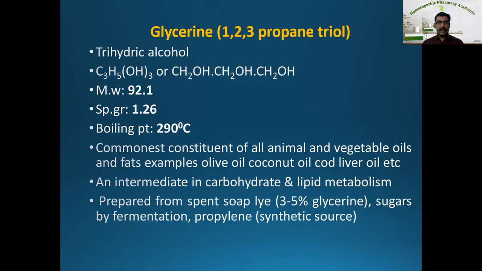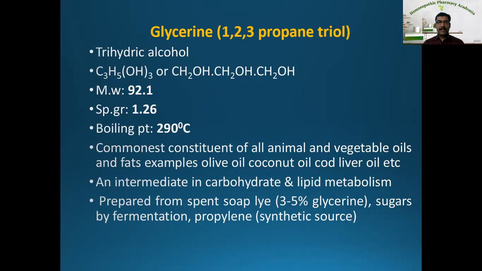It is the commonest constituent of all animal and vegetable oils. In fact, examples are olive oil, coconut oil, cod liver oil, etc. So glycerin is contained in all these types of oils. Glycerin is considered as an intermediate in carbohydrate and lipid metabolism.